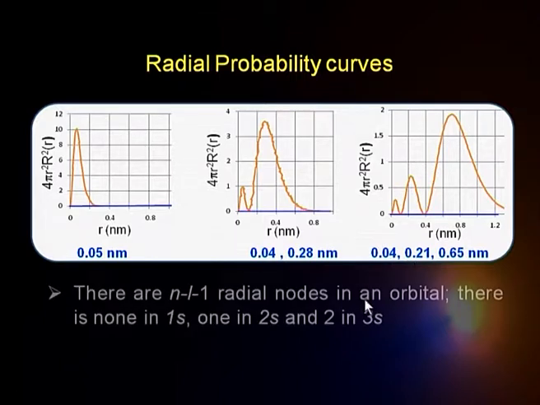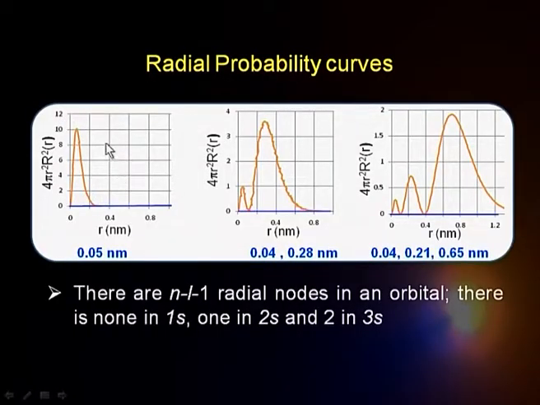In general, what we have is that there are n minus l minus 1 radial nodes in any orbital. So, there is none in 1s orbital, there is 1 in 2s orbital and there are 2 in the 3s orbital, that you can work out by using this simple formula here.